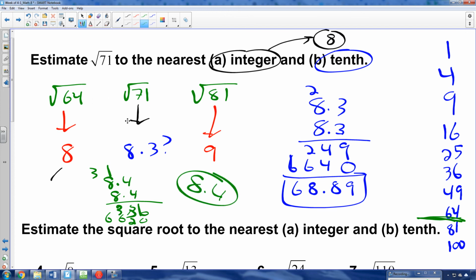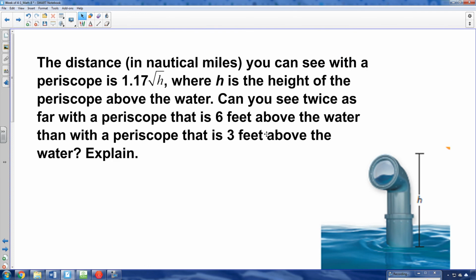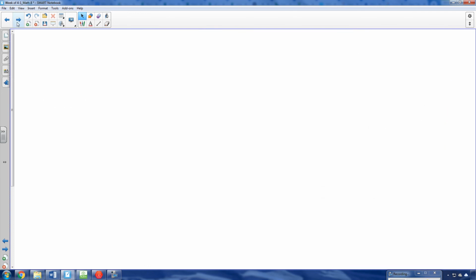So that's just estimating the square roots. That kind of wraps up what we need to be able to do. We need to be able to get estimates for square roots and whole numbers and classify rational from irrational.